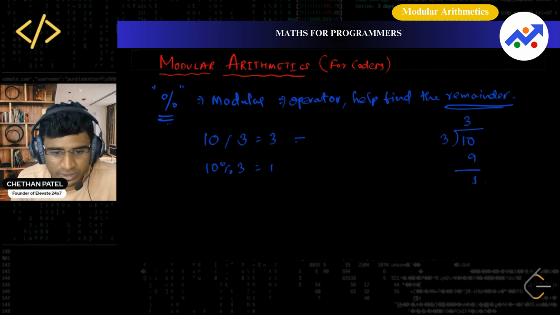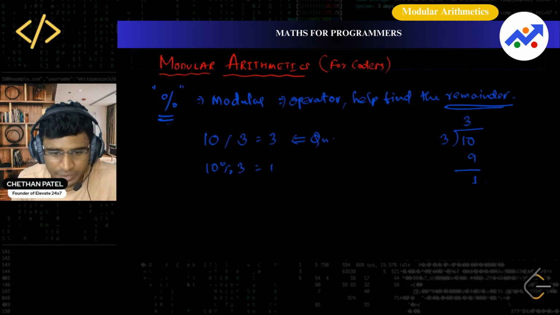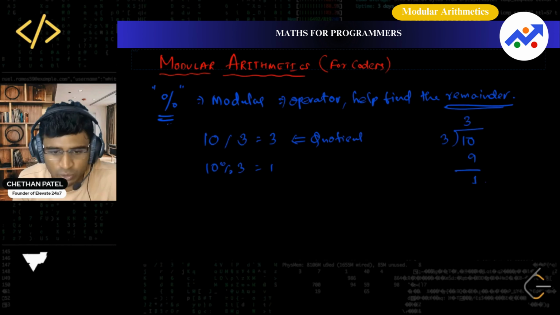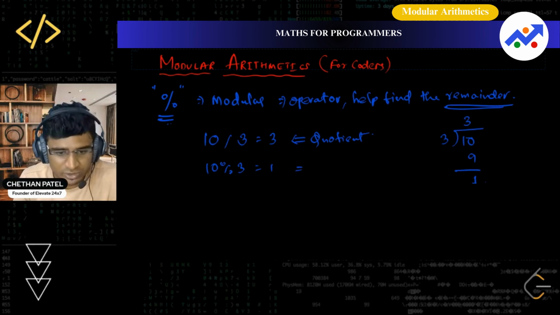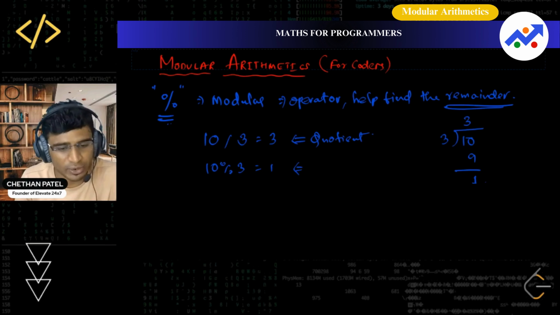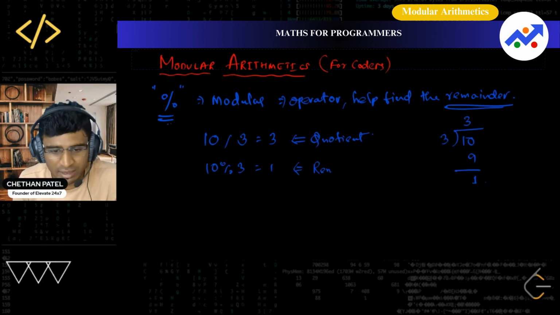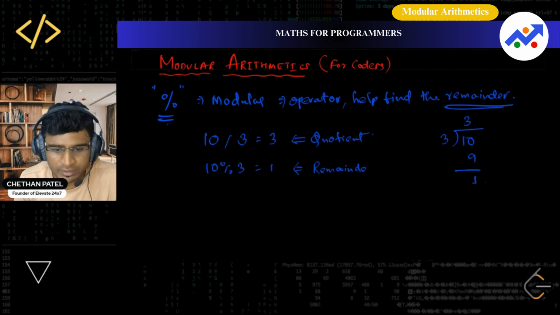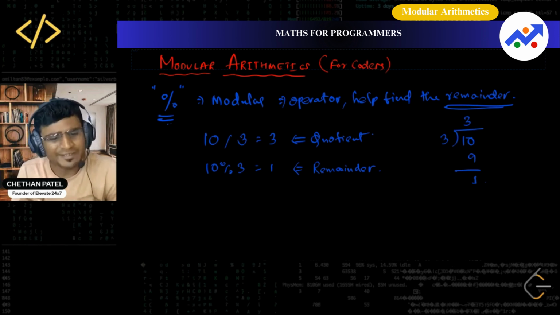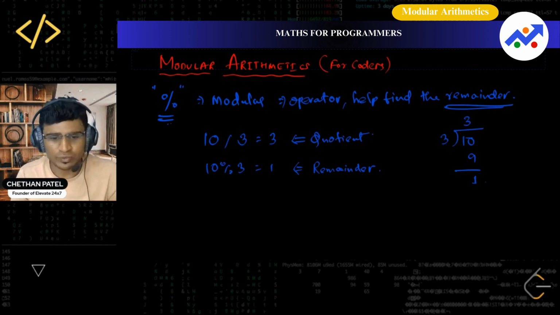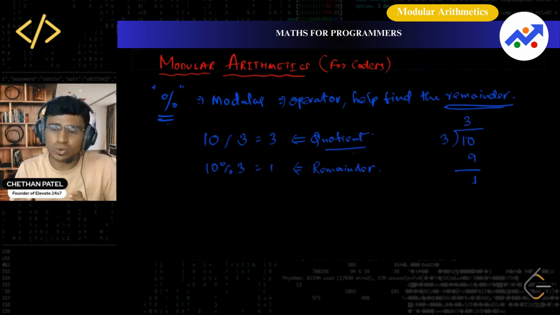This is a quotient. When we divide using a single slash, we get a quotient. When I use this percentage modulus operator, I'll get a remainder. But the question that comes to us is, why do we need to compute this remainder?